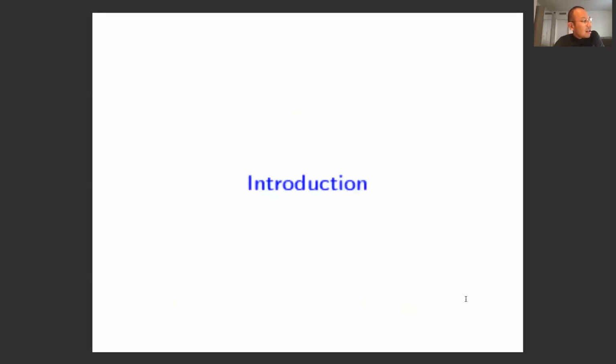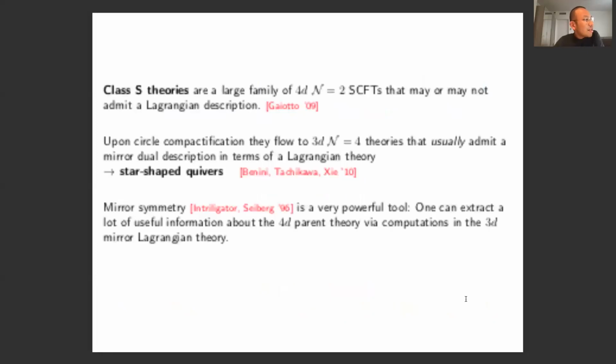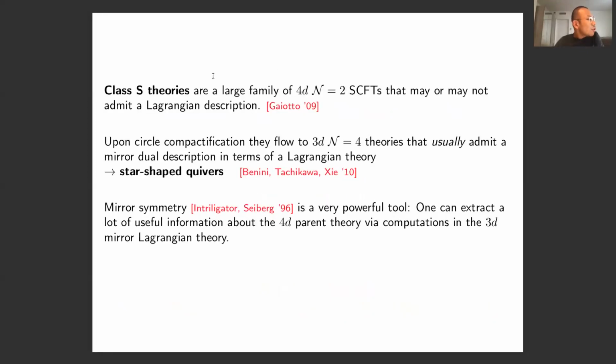So, let me introduce the topic. The main class of theory I'm talking about is class S theories. These are a large family of 4D N=2 superconformal field theories that may or may not admit Lagrangian description. Now, if you compactify this theory on a circle, they flow to 3D N=4 theories.